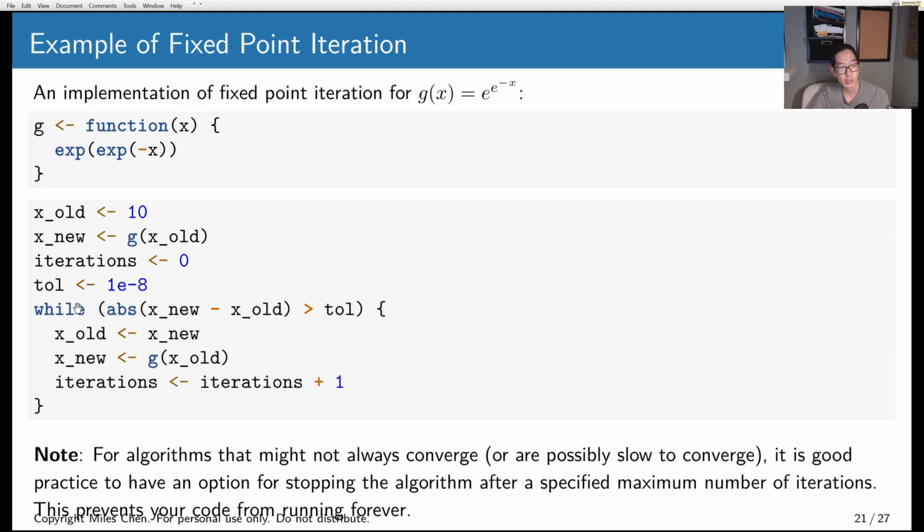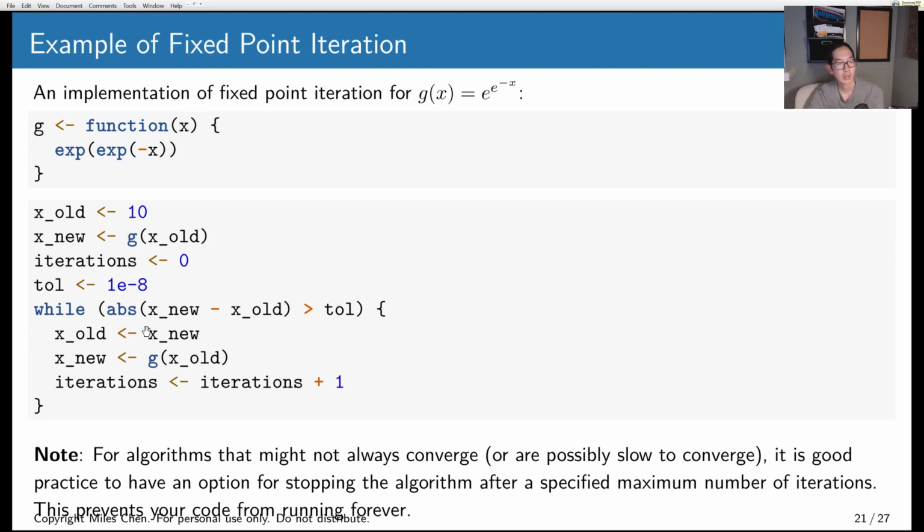So my while loop will keep running as long as the difference between the new value and the old value is greater than our tolerance. And then when the difference between the old value and the new value is less than 10 to the minus 8, we'll quit out of our loop.